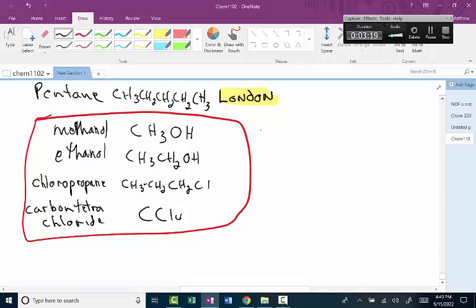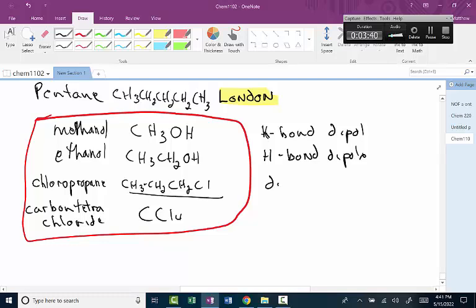So our problem with these is that while they all have London, some of them have H bonding and dipole. This has H bonding and dipole. This chloropropane only has dipole, besides its London. They all have London. And the carbon tetrachloride only has London. And so clearly the carbon tetrachloride down here at the bottom will be the most soluble. So I'll start it out here. CCl4 on the right is going to have greater solubility.